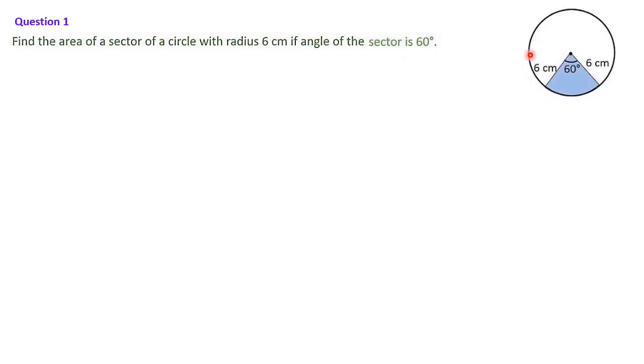When you visualize the question, it comes like this. This is the portion, that means this is the sector. Radius of the circle is given as 6 cm and the angle theta is 60 degree. So let's write the given things. Radius r is equal to 6 cm.